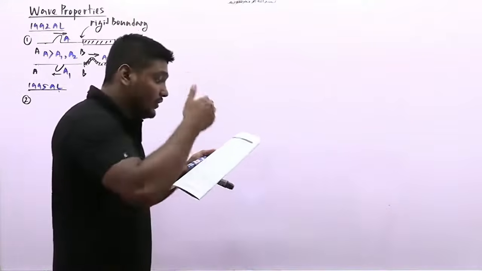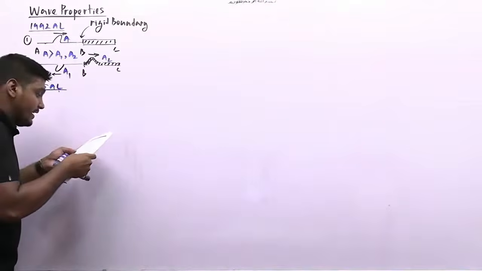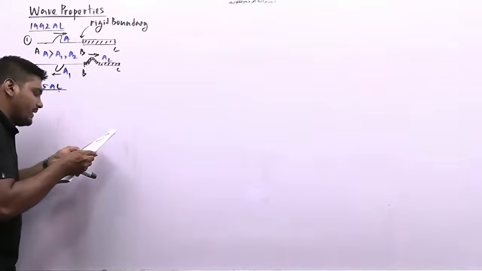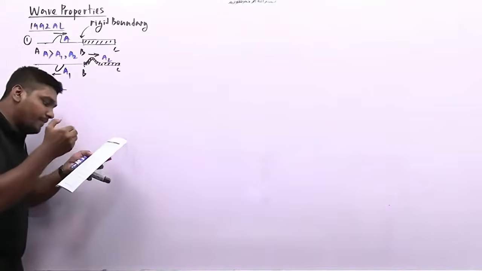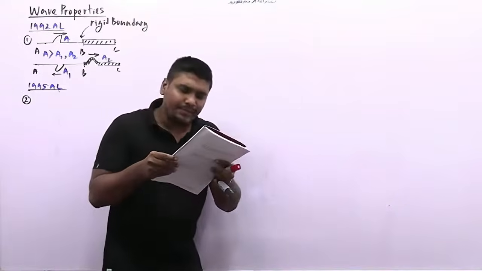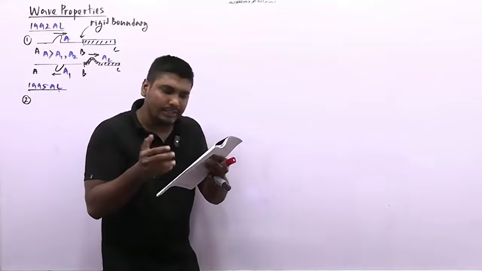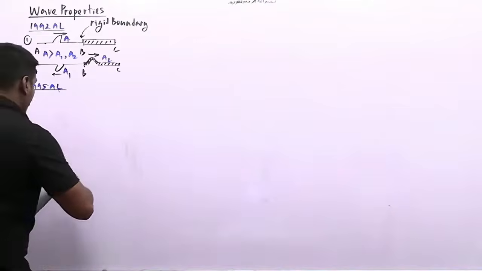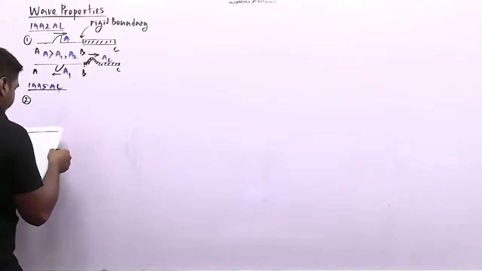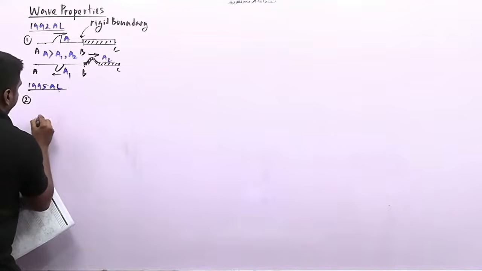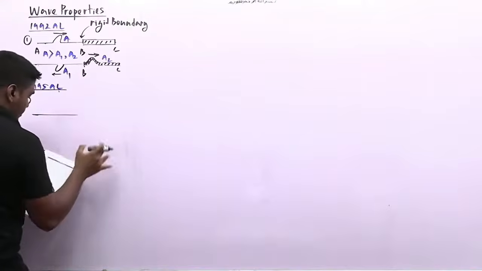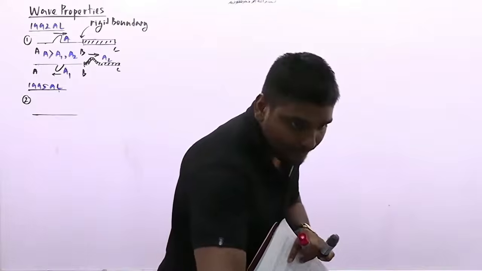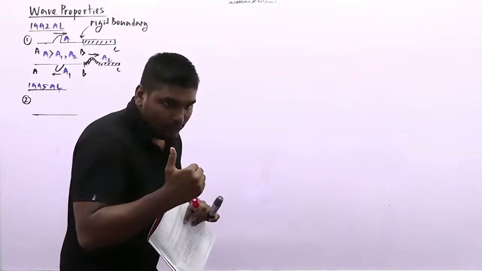Next one. The figure shows two wave pulses traveling in opposite directions along a straight string. Which of the following diagrams best represents the shape of the pulses in the subsequent motion after they meet together? Now, before that, they have given two pulses in two different shapes.